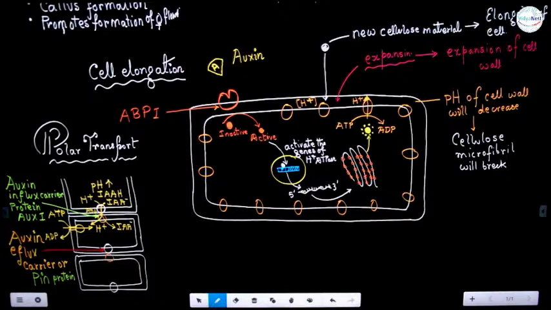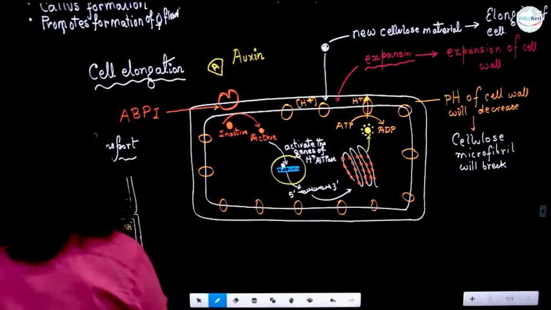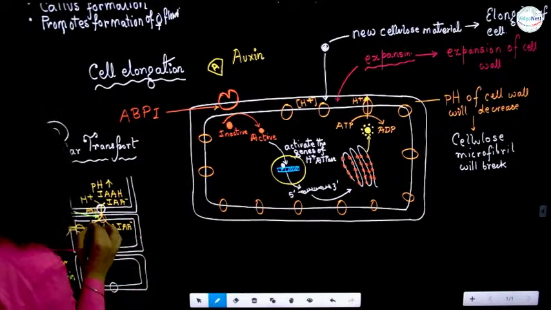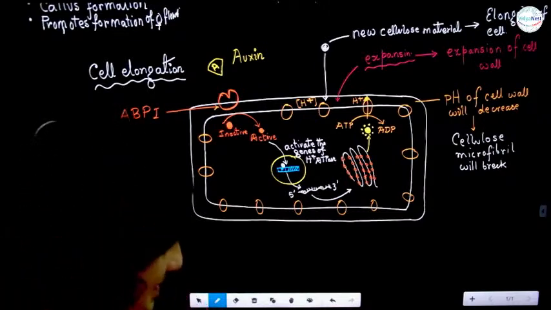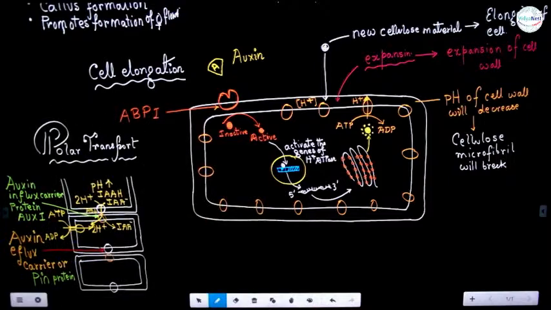And then there is another protein which is present at the base. So IAA minus will enter with the help of the AUX1 protein, along with the 2H plus. So 2H plus will also enter over here. You can understand that 2H plus and IAA minus are present.